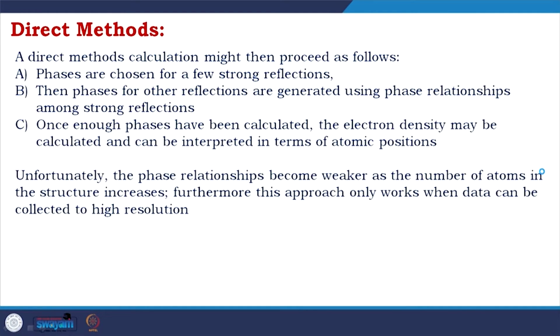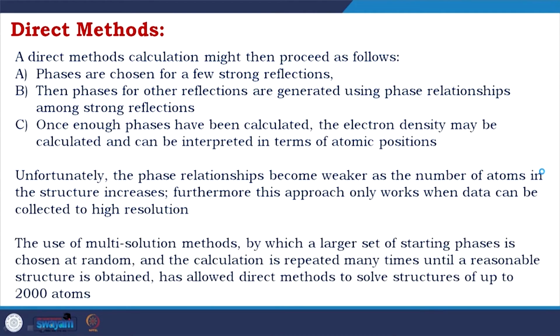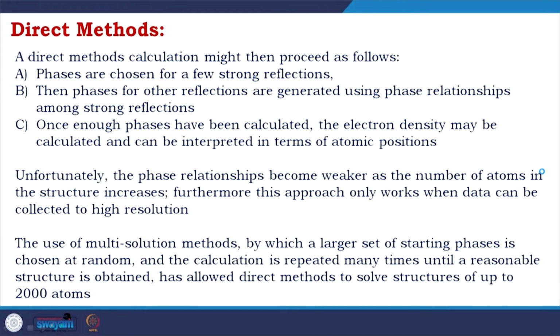Unfortunately, the phase relationships become weaker as the number of atoms in the structure increases. Furthermore, this approach only works when data can be collected to high resolution. So, the requirements are simpler compounds with fewer atoms, and high resolution. The use of the multi-solution method, by which a larger set of starting phases is chosen at random and the calculation is repeated many times until a reasonable structure is obtained, has allowed direct methods to solve structures of up to 2000 atoms.